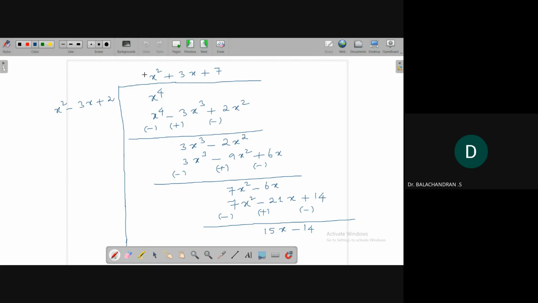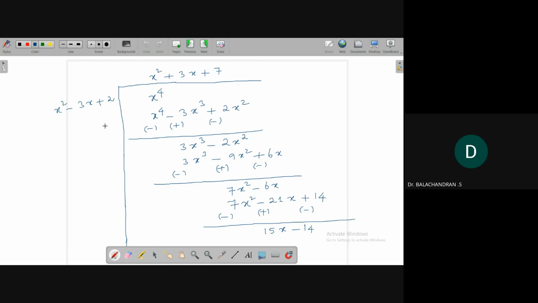So first I'll write here x square. Initially you should write x square. Multiply these two: x square into x square is x power 4, minus 3x cube plus 2x square. Then change the sign: this minus means plus, and plus becomes minus. x power 4 gets cancelled, so plus 3x cube minus 2x square.